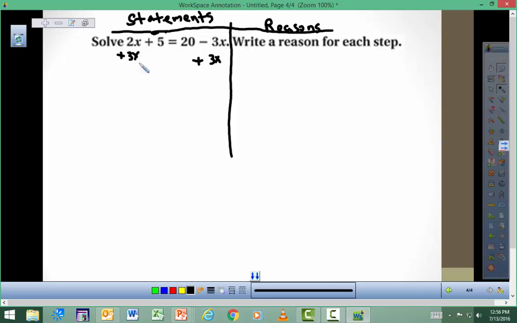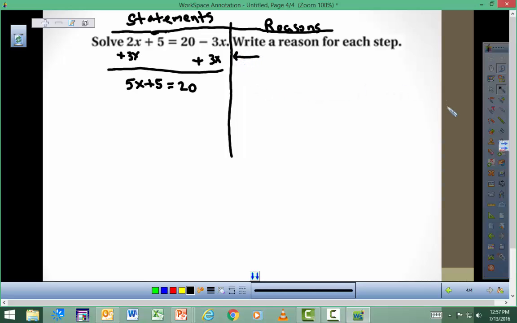Okay, and then we'd just draw a line across, and this part would simplify, and we get 20 right here, and we get 5x plus 5 right here, and then we have equals. Okay, so now what we need to do is write the reason for this step right here.